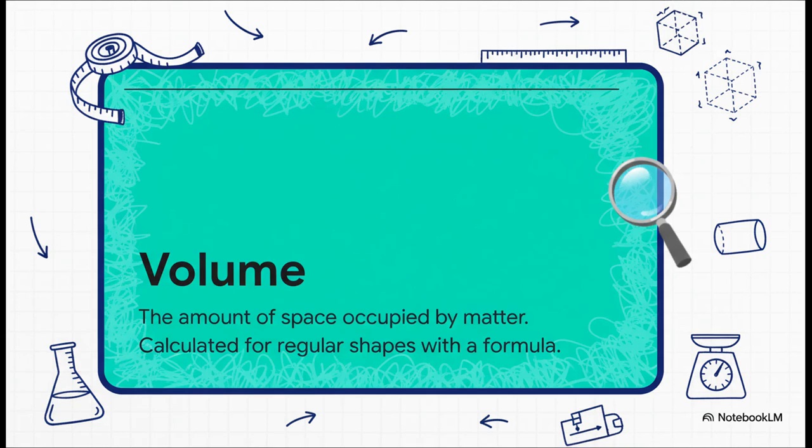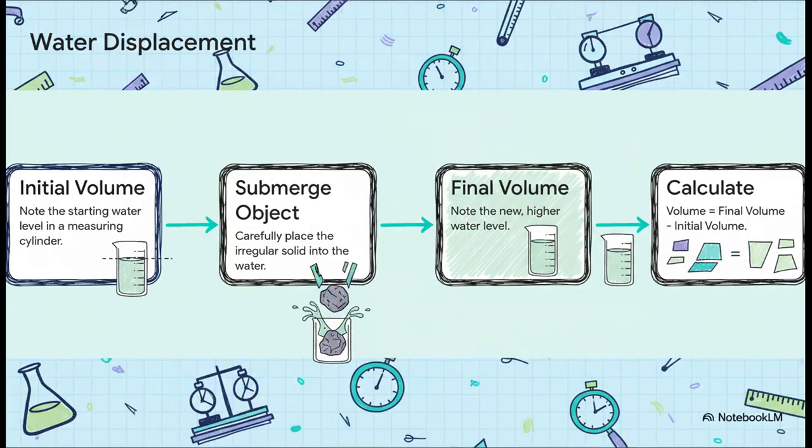Okay, let's talk volume. That's just the amount of space something takes up. Now, for a nice, regular shape like a cardboard box, it's super easy. You just measure the length, width, and height and multiply them together. But what about something lumpy, like a weird-shaped rock? You can't just measure its sides. For that, we've got a super clever trick up our sleeve called the water displacement method. You just take a measuring cylinder with some water in it, note the starting volume, and then gently drop your object in. The water level will rise, right? The amount it rises is the volume of your object.